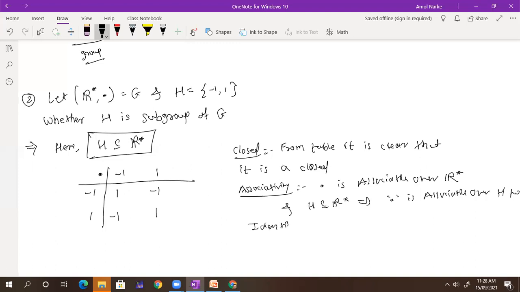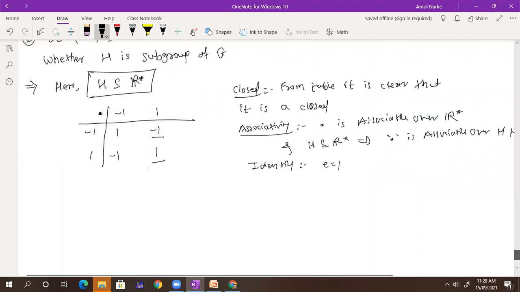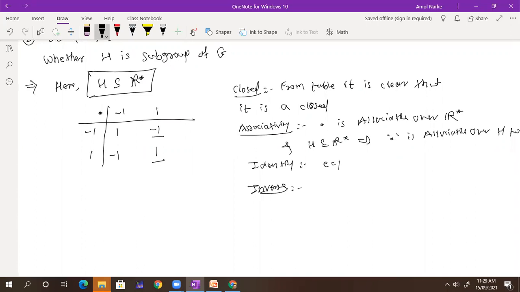Okay. Now, what is the identity element? E is equal to 1. You can see if you multiply 1 into -1, you get -1, and 1 into 1, you get the same element. So the identity element is 1. Now the inverse. What is the inverse? For an element A we have A inverse. So what elements do we have? 1 and -1. What is the inverse of 1? 1. What is the inverse of -1? -1. So yes, it is a group.